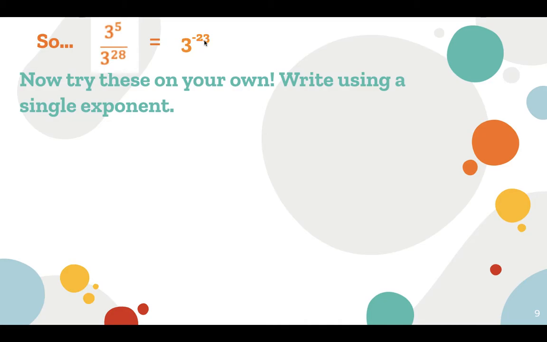28 minus 5 is 23. 28 would have been negative. 28 is bigger than 5, so our answer is going to be negative 23. Now let's try these on your own. Pause the video.